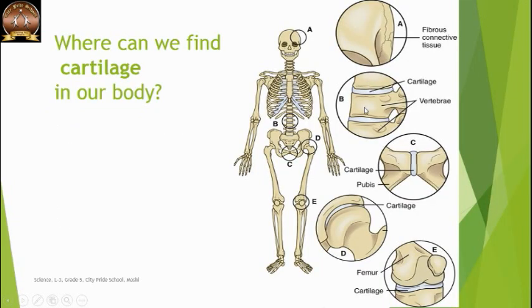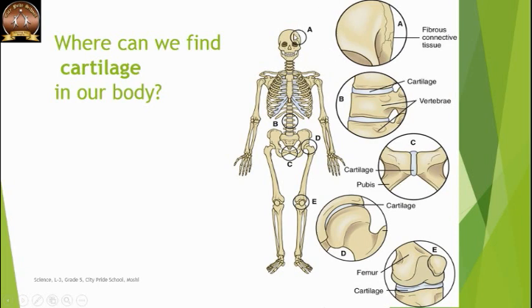We can find cartilage in our body in between the vertebrae of the backbone. That is, the intervertebral discs are made up of cartilage. Cartilage is also present where the ribs join with the sternum or the breastbone. Another place where the cartilage is present is where the pelvic girdles join together. Cartilage is also present at the movable joints such as the joint between the hip girdle and the femur, the knee joint, the elbow joint, and the shoulder joint.